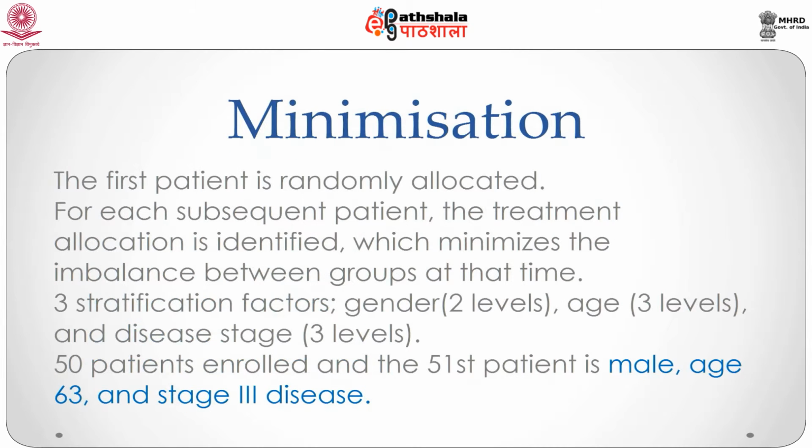Another common technique is minimization. This is a means of guarding against accidental bias. Here the first patient is randomly allocated, and for each subsequent patient the treatment allocation is identified which minimizes the imbalance between groups at that time. To use an example, let us suppose that we have 3 stratification factors: gender with 2 levels, age with 3 levels, and say disease stage, which also has 3 levels.